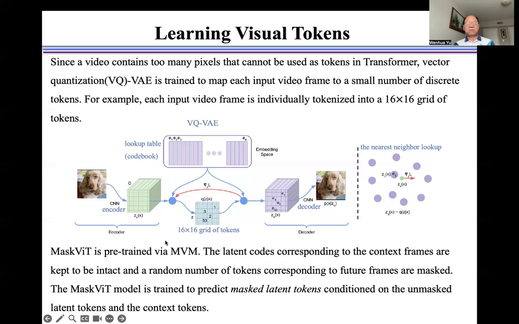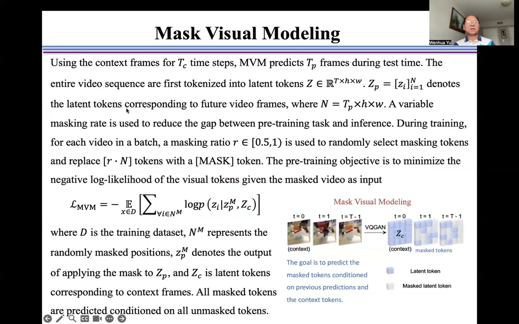MaskViT is pre-trained via MVM. The latent codes corresponding to the context frames are kept intact, and a random number of tokens corresponding to future frames are masked. MaskViT model is trained to predict the masked latent tokens conditioned on the unmasked latent tokens and the context tokens. Using the context frames for TC time steps, MVM predicts the TP frames during test time.